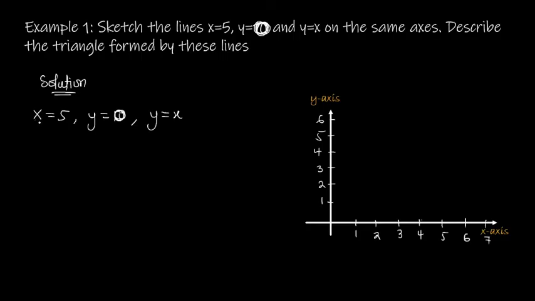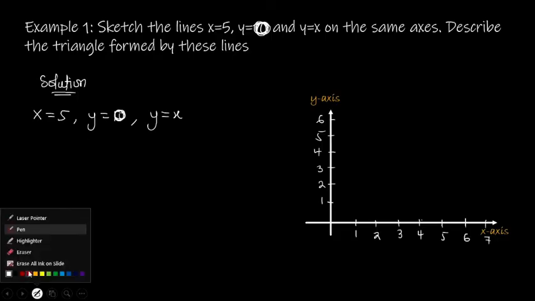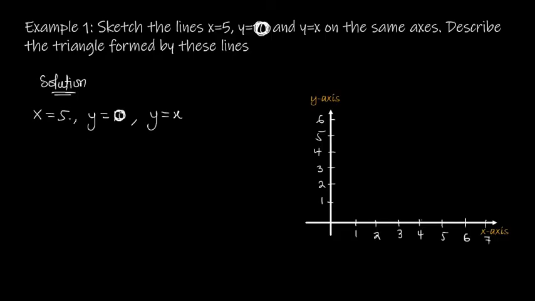All right, so the first one we have is x is equal to 5. As we've seen in the previous illustration, whenever we have just the value x is equal to a number, it means it is going to be vertical and it will be parallel to the y-axis. So we have here x is equal to 5. Okay, so this is our line.